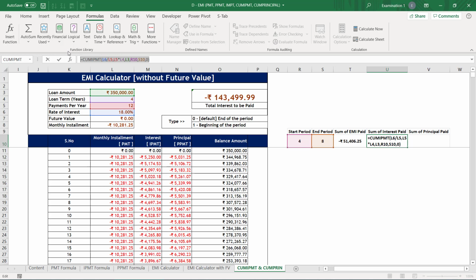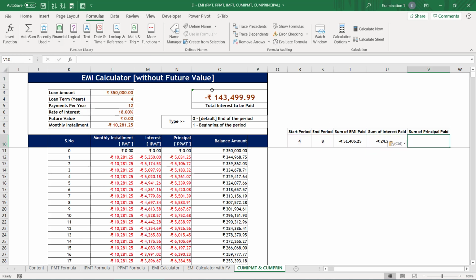I'll copy this formula, I'll paste that here, and instead of this, CUMPRINC, press tab, enter. And if I add these two, you'll see this is exactly equal to this much, 51,406.